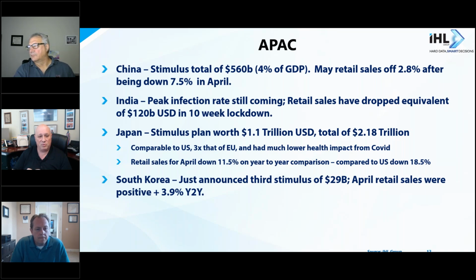Japan has spent almost as much as the US in stimulus plans in total. Their sales for April were down 11.5% for the year, and compared to the United States, they're down 18.5% on their retail sales there. South Korea is actually positive for the year. They just announced their third stimulus plan, but their April retail sales were actually up 3.9% year to year. So South Korea has really been the gem in this entire thing from an economic standpoint.